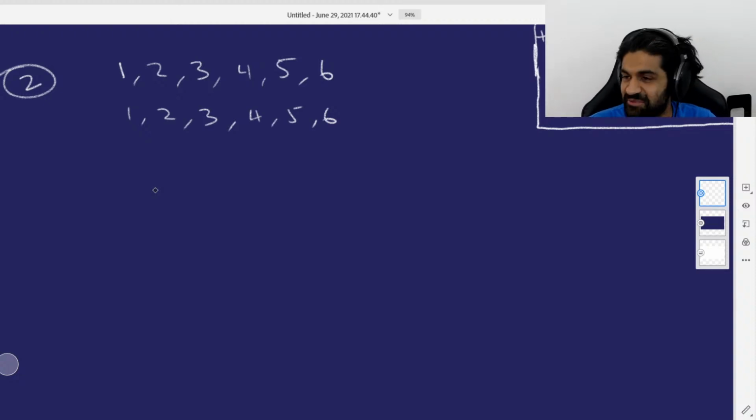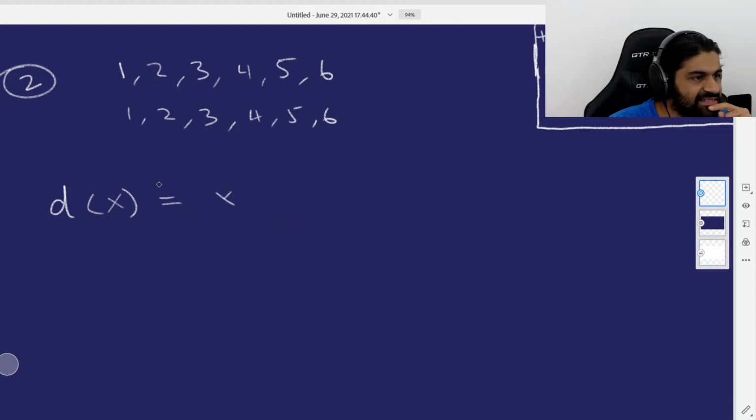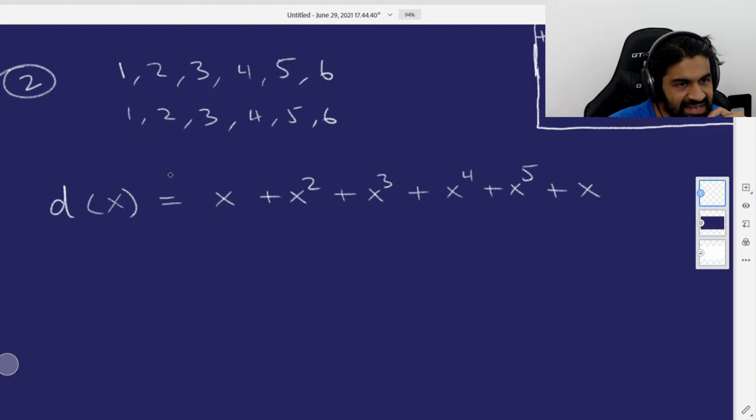But I want to point something out to you, which is kind of interesting, which is what happens when you multiply two generating functions. Okay, so how about this? How about I make a generating function for a standard die? The standard die generating function is just going to be x plus x squared plus x cubed plus x to the 4th plus x to the 5th plus x to the 6th.